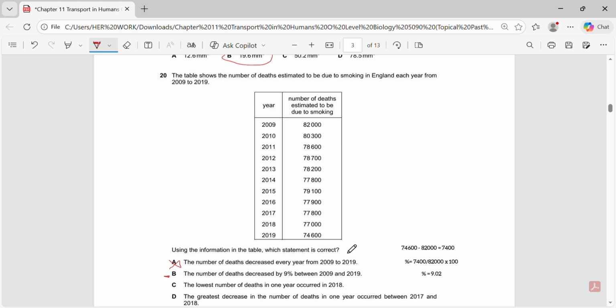Option C claims that the smallest number of deaths occurred in 2018. This is incorrect because the lowest figure is actually in 2019, when there were 74,600 deaths. Finally, option D says that the biggest drop happened between 2017 and 2018. However, the largest decrease actually took place between 2018 and 2019, so this option is also wrong. Therefore, the correct answer is option B, which states that the number of deaths decreased by about 9% between 2009 and 2019.